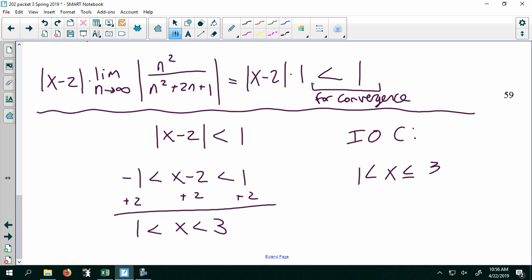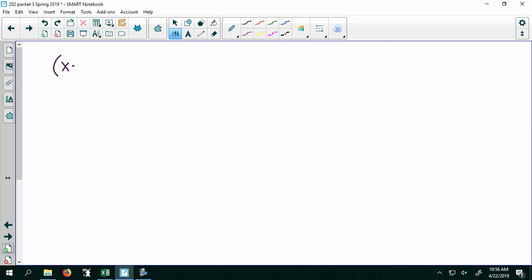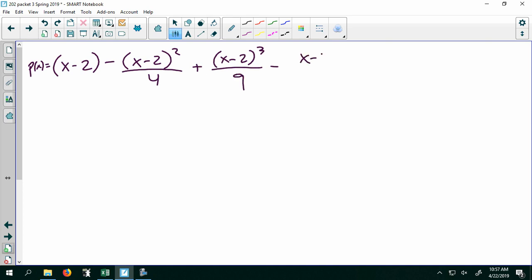Get a new page here. So my series was p of x equals x minus 2, minus x minus 2 squared over 4, plus x minus 2 cubed over 9, minus x minus 2 to the 4th over 16. Okay, so there's my series. I'm going to test the endpoint of 1. I know that everything between 1 and 3 will cause convergence. I have to test the 1 and the 3 separately. So I already did the 3.